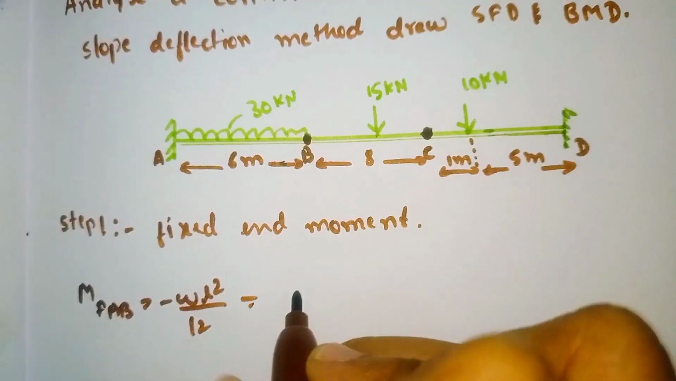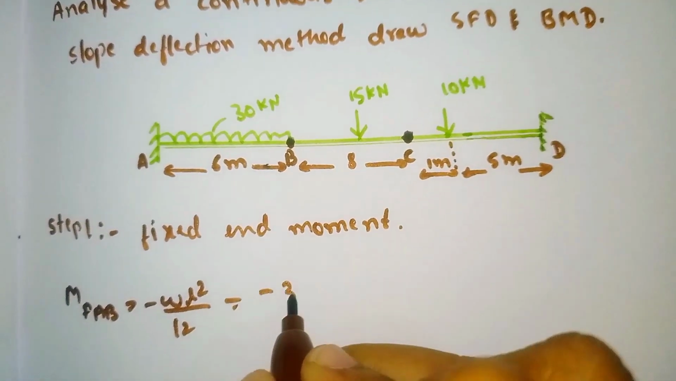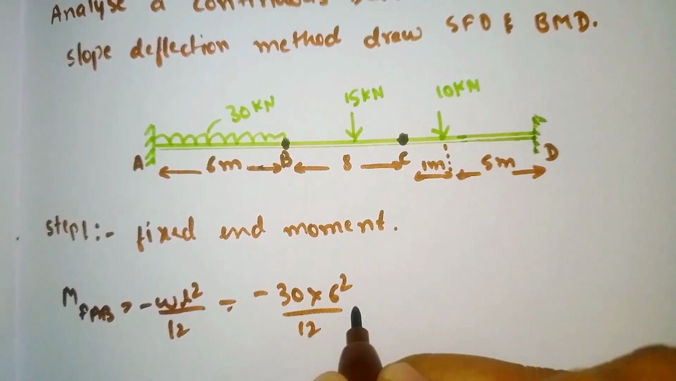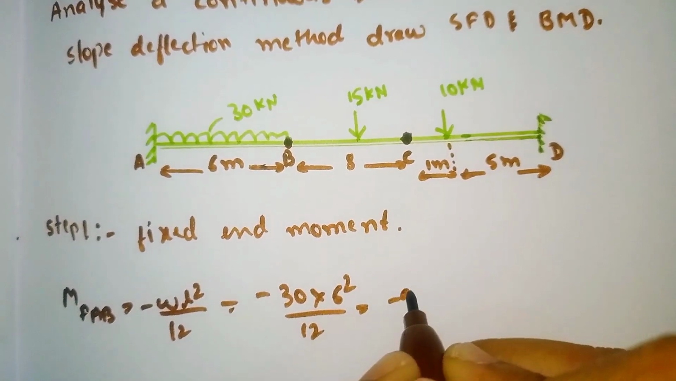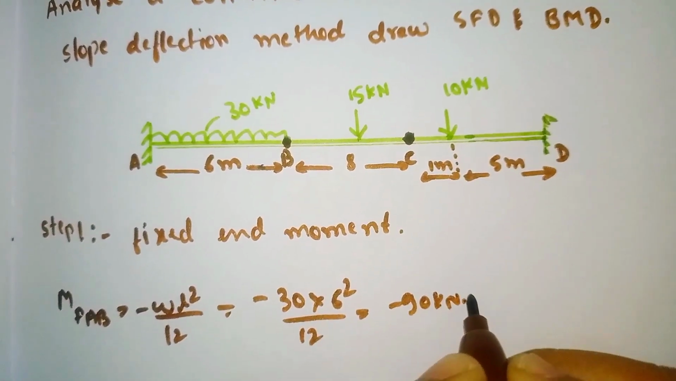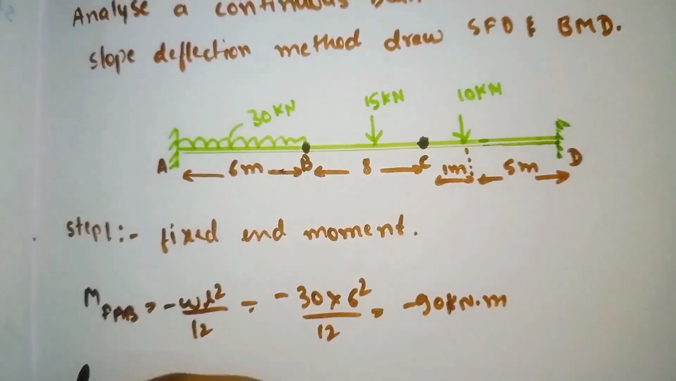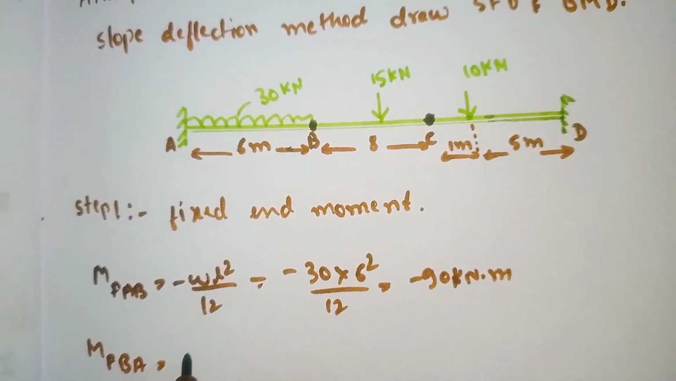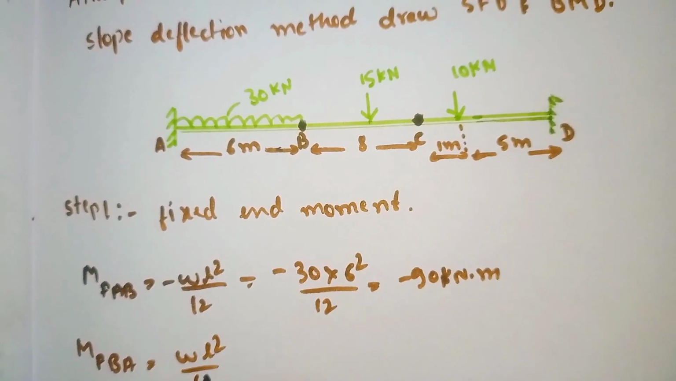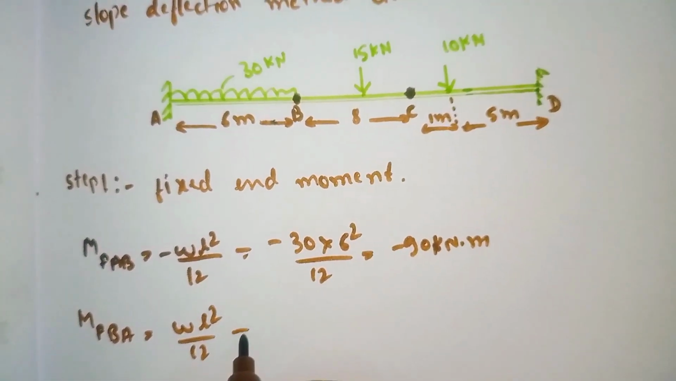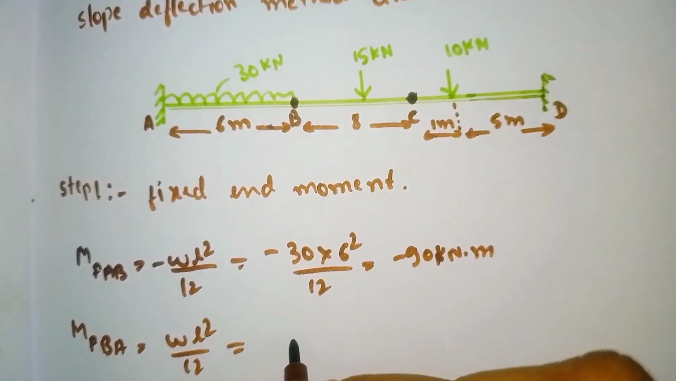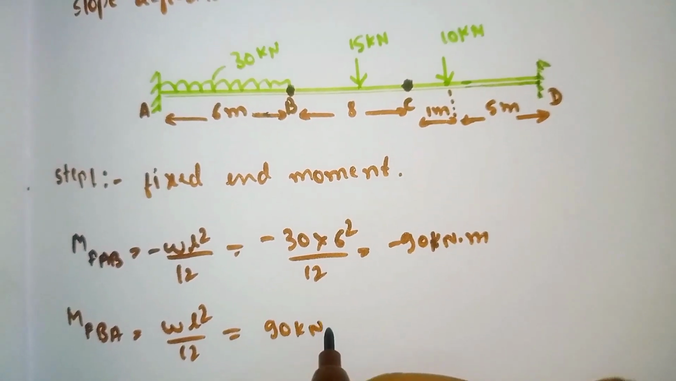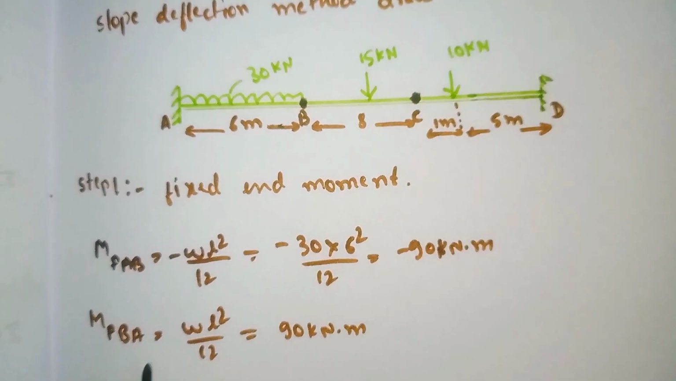It is anti-clockwise, so the load is 30, it's given, and L is 6 meters. So 30 into 6 square divided by 12. By simplifying, it comes out as minus 90 kilonewton meter. Similarly for MFBA, we have the formula WL square divided by 12. The formula is the same, only the sign changes, so the answer comes out positive, that is 90 kilonewton meter. So this is for span AB.